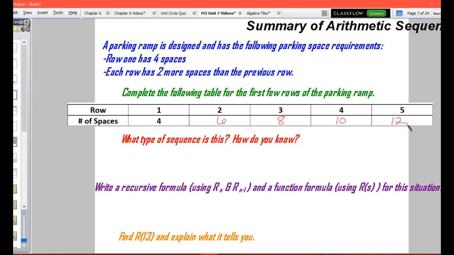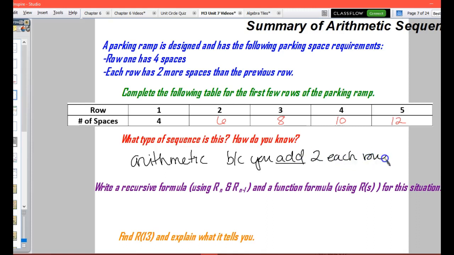What type of sequence is this? Well, since we're reviewing arithmetic sequences, it would follow that it is arithmetic. But they want to know why, and that's because you add 2 each time, and the adding part is the key. Arithmetic means an addition to each entry.